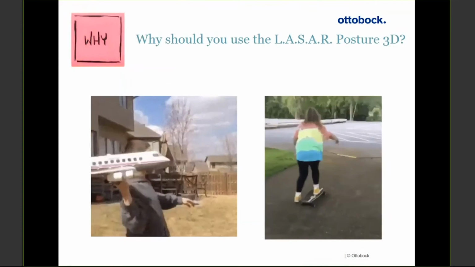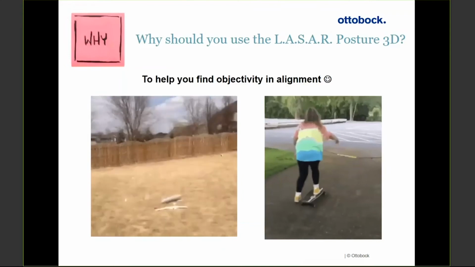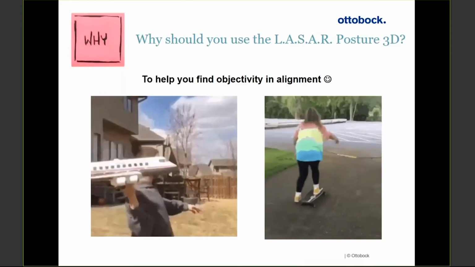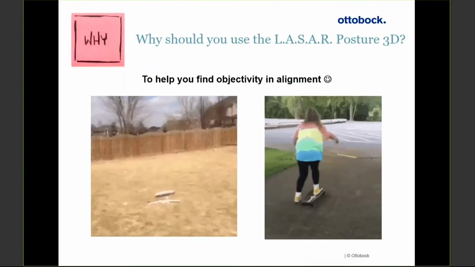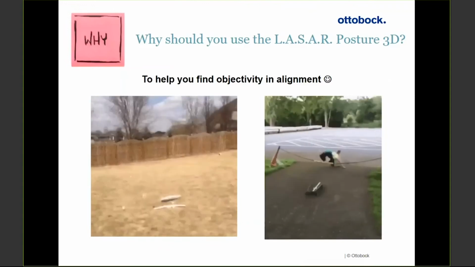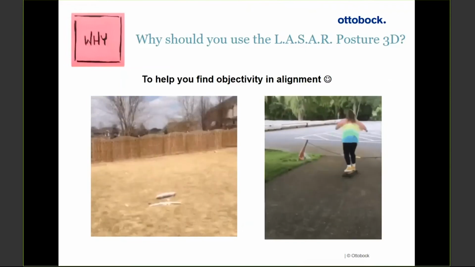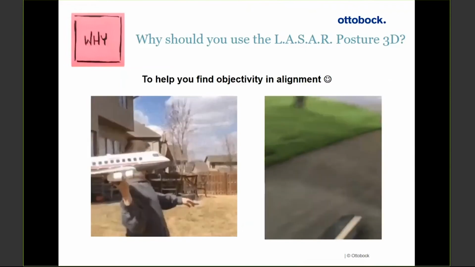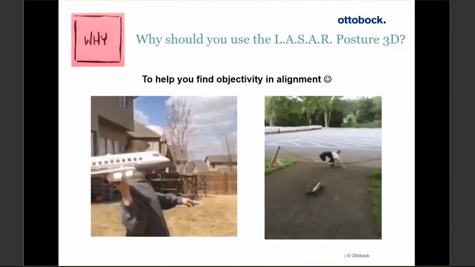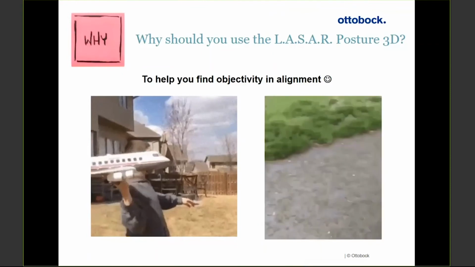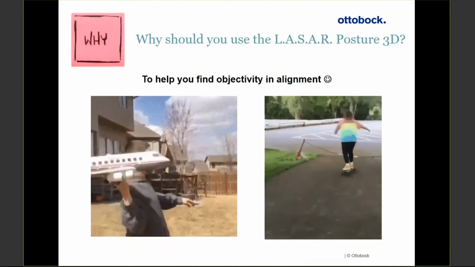So why should you use the L.A.S.A.R Posture 3D? And I think this is why you've all come here today to the webinar: we're talking about finding objectivity in alignment. So, what does this really mean? Without objectivity, without a way of measuring, we're really making kind of an educated guess. And we know that forces are not visible to our eyes.